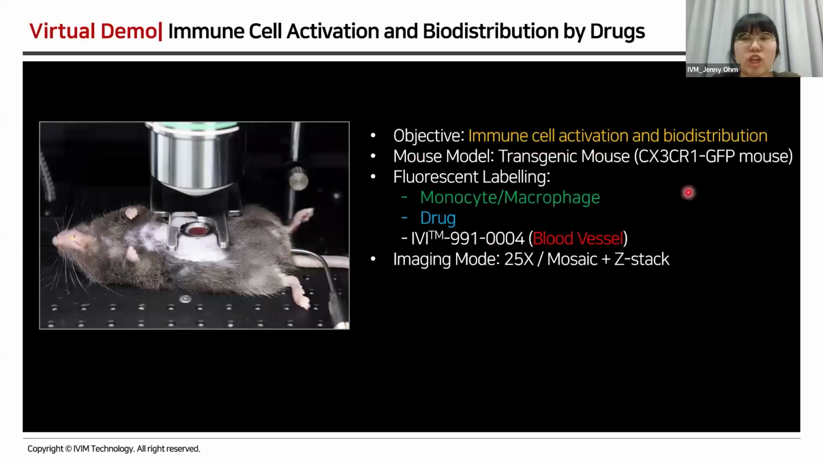So in this demonstration, we conducted an experiment to evaluate whether or not the drug could activate immune cells within the liver and to observe how the distribution of these immune cells changes in response to the treatment.